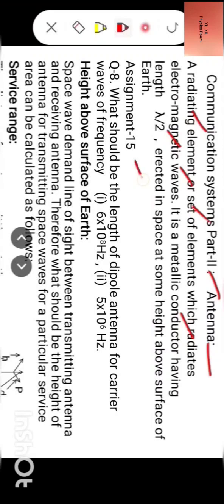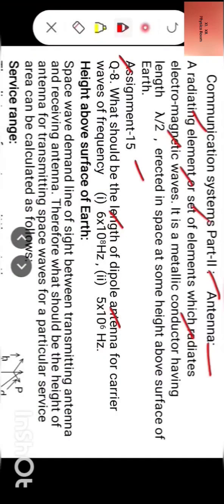Now assignment 15 continues. Question number 8. What should be the length of dipole antenna for carrier waves of frequency 6 into 10 raised to power 8 Hz, second 5 into 10 raised to power 6 Hz? You calculate lambda using the formula C is equal to nu lambda, where C is velocity of light equal to 3 into 10 to the power 8 meter per second and frequency is given to you. Then take half of this wavelength, that will be the length of radiating element.